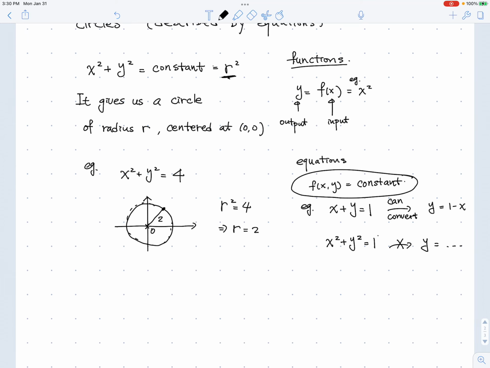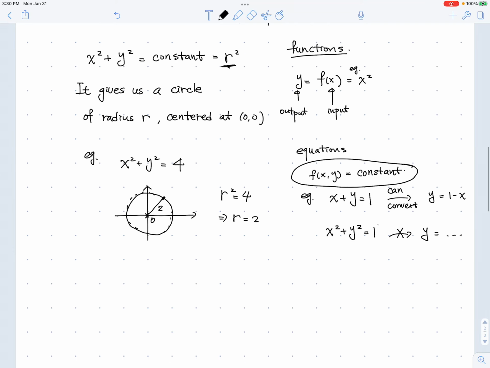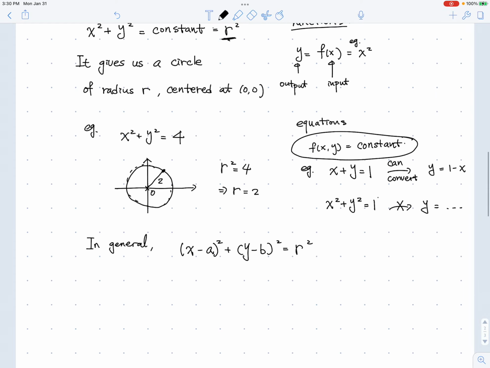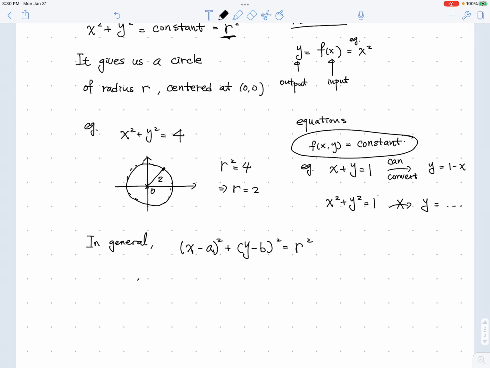Now, as you can imagine, not all circles are centered at the origin. So in general, you can have (x minus a) squared plus (y minus b) squared equal to r squared. Then what does this give you? It gives you a circle of radius r and centered at the point (a, b).